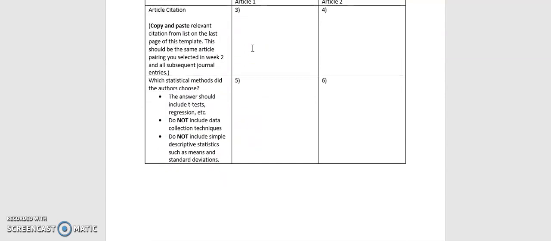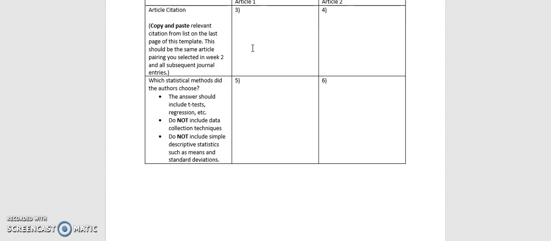So let's look at 5 and 6. Which statistical methods did the authors choose? So once you read the article, you'll see that most authors use many different statistical methods. As long as you can describe one really well, you only need to pick one for 5 and 6. Make sure you pick a different one for 5 and 6. We don't want to see the same type of explanation for 5 and 6. So make sure they are different tests or techniques.